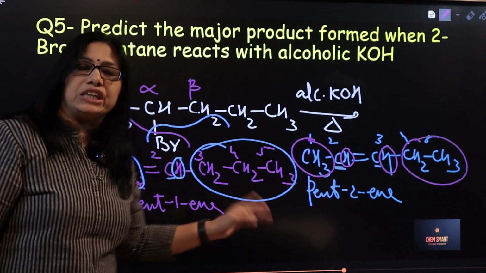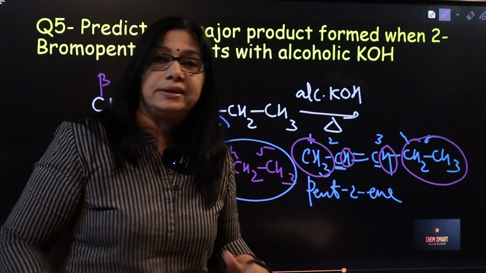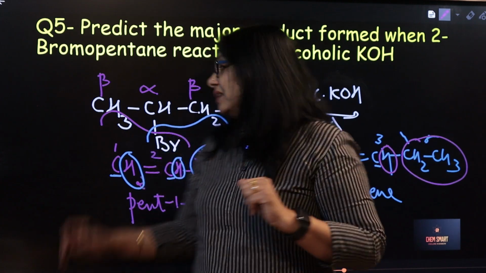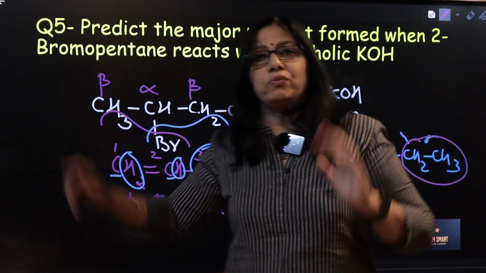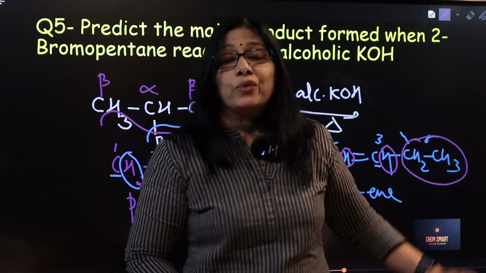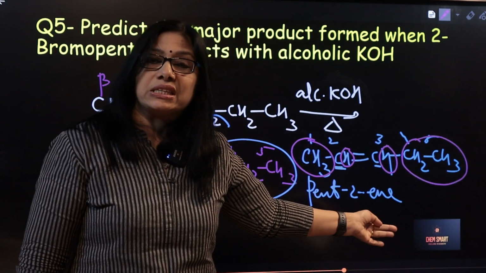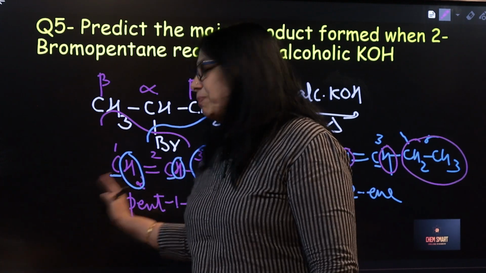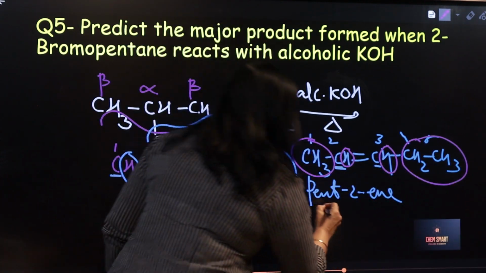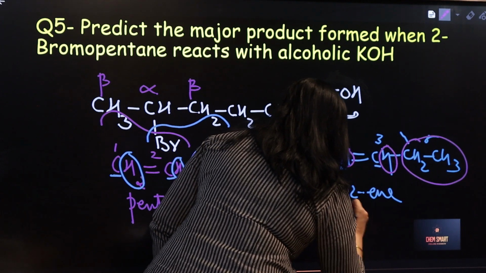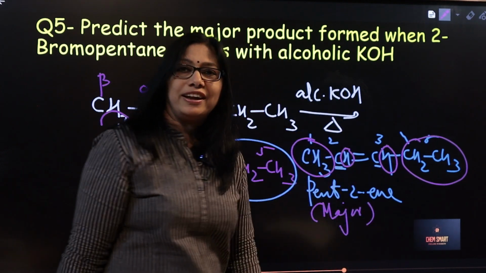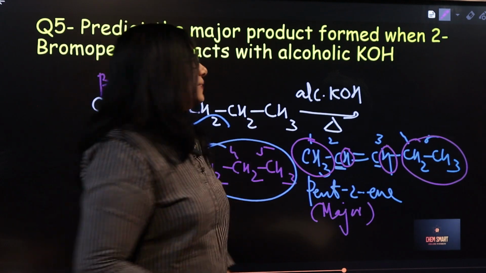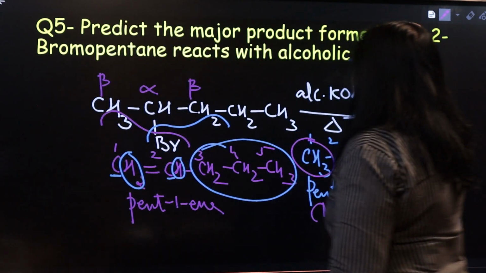So when you compare these two, which one is more alkylated? This one is more alkylated, versus this one where both are hydrogens on one carbon of the double bond. So we say pent-2-ene is the major product in this case compared to pent-1-ene. This will be the minor product and this one will be the major product. Clear? Practice. Okay? Now, let's see what the next question is.